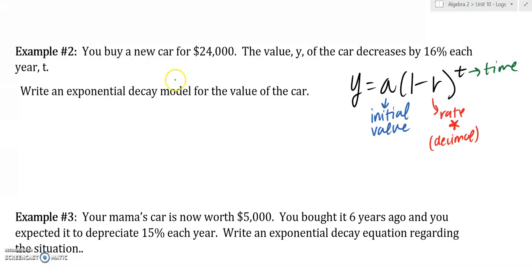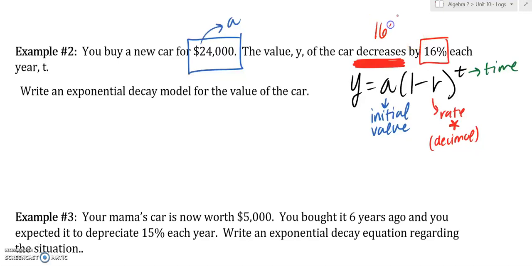I'm going to go through what they gave me and kind of sift through it. You buy a car for $24,000. That's how much you paid for it initially, right up front. So that's your A. The value of the car decreases, so this is good, it's a decrease, a decay, by 16% each year. I need to take that 16%, I need to work backwards, I need to get it back to a decimal. That would be 0.16. That's your rate.